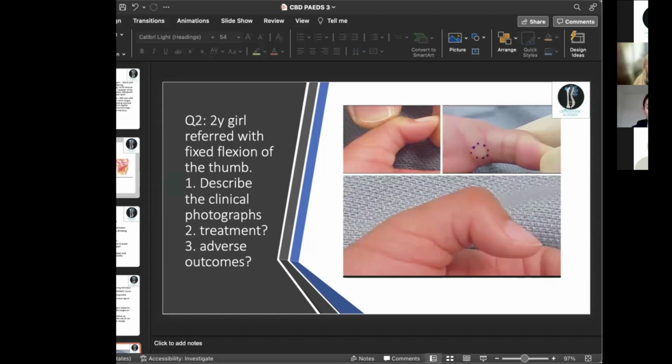Okay, and what are the potential complications of this operation? So it's an injury to the radial neurovascular bundle of the digit, as well as injury to the tendon as you're doing it, over release of further pulleys, including the oblique pulley, which could result in bowstringing. Other things would be recurrence of the trigger thumb, as well as infection.